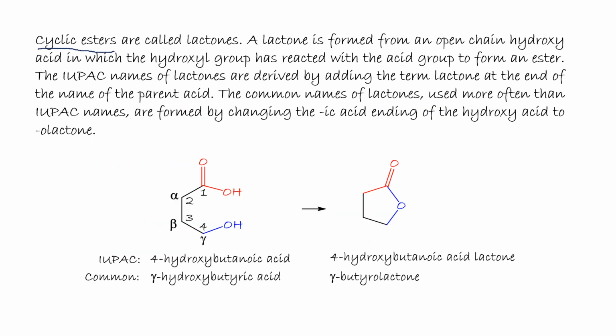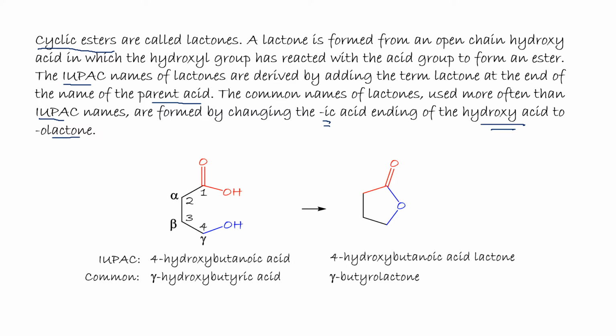Cyclic esters are called lactones. A lactone is formed from an open chain hydroxy acid in which the hydroxyl group has reacted with the acid group to form an ester. The IUPAC name of the lactone is derived by adding the term lactone at the end of the name of the parent acid. The common names for the lactone, used more often than IUPAC names, are formed by changing the IC of the acid ending of the hydroxy acid to O-lactone.